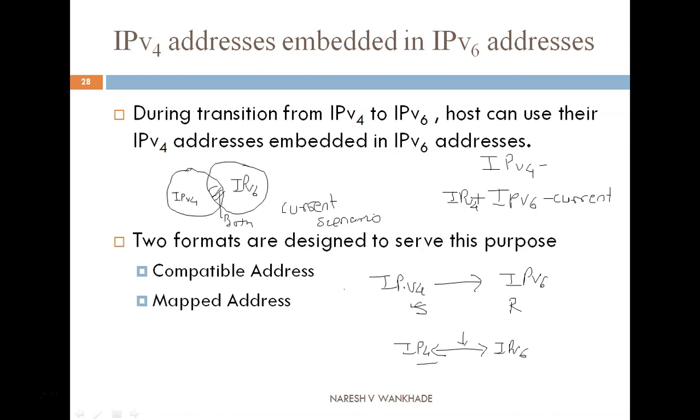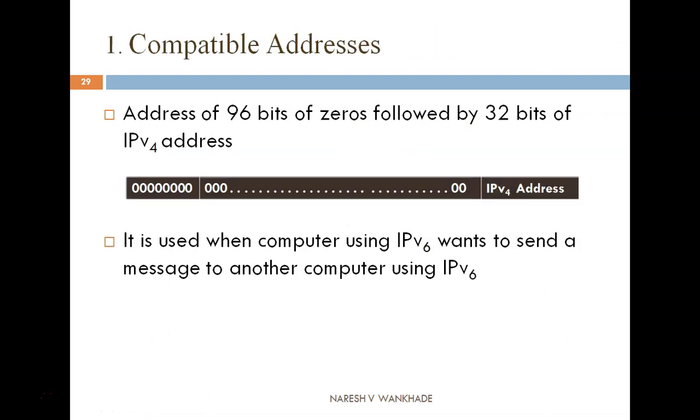To make this happen, there are two types of addresses designed. First one is the compatible address and the second one is the mapped address. Let's see all this one by one. Compatible address.